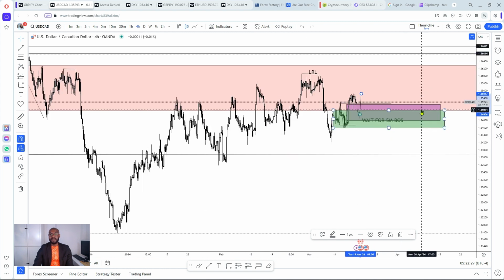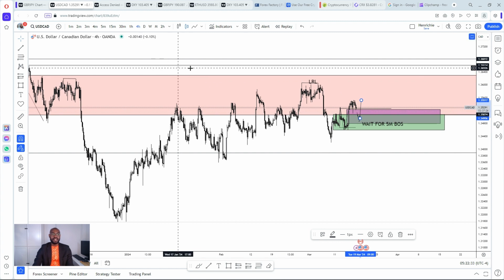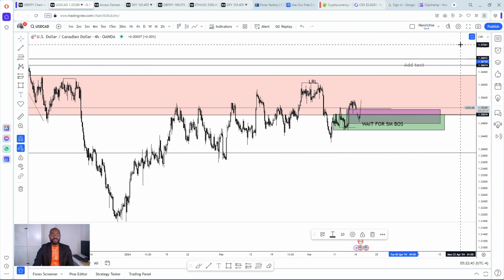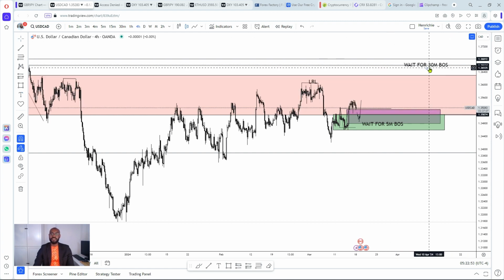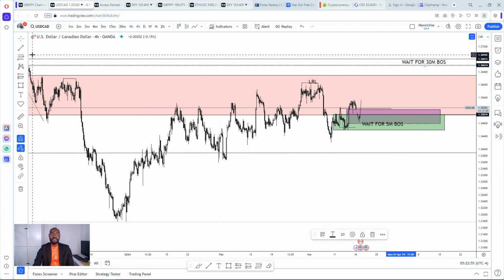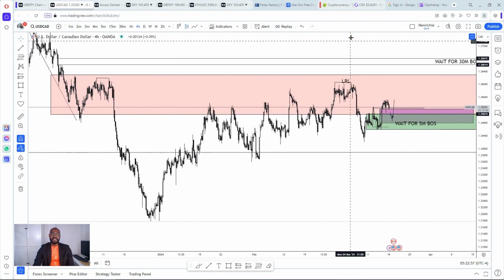We could see a reversal. I'm not saying that will definitely happen, but it is a very high probability that price could come into this inefficiency and then reverse and go to the downside. But I'm not going to just randomly start looking for sales. Once we mitigate that position, I'll be waiting patiently to see a potential 30-minute shift in market structure. If I do see a 30-minute shift in market structure from here, then I'll start looking for reasons to look for sales on the USD CAD.